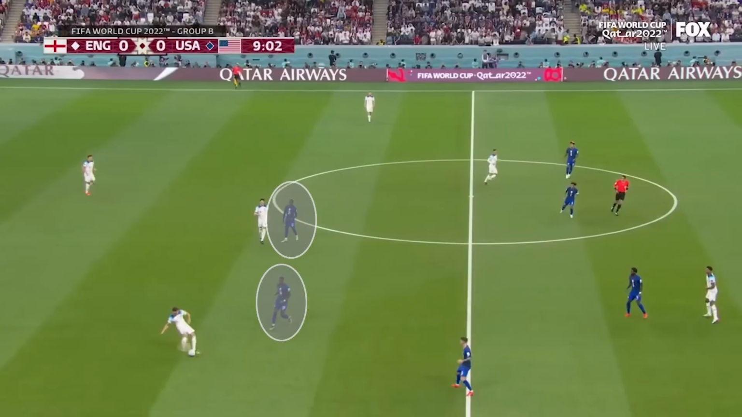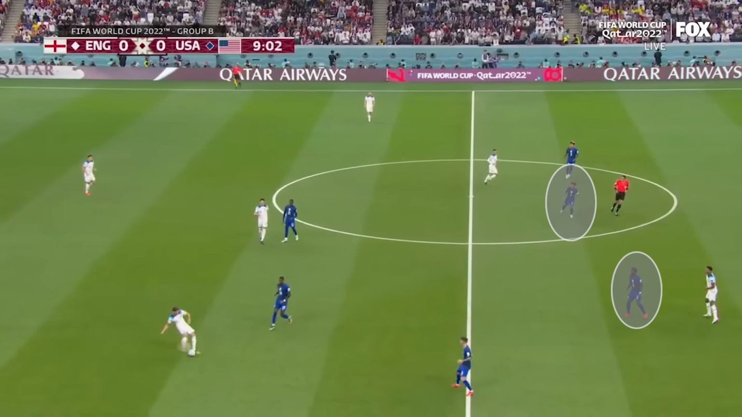What this looked like on the pitch was that Timothy Weah and Haji Wright were partnered up top, and Weston McKennie was taking more of a right center midfielder role throughout the game. Tyler Adams and Yunus Musah patrolled the center, and Christian Pulisic tucked in a little bit deeper at left midfielder.